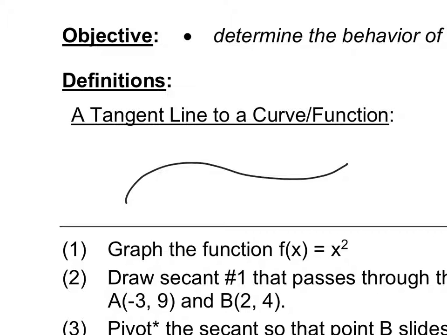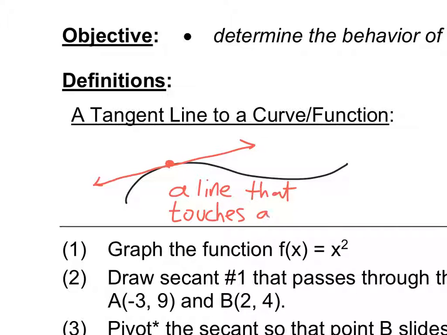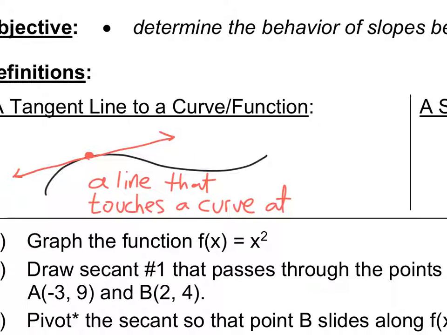Right, so a tangent line to a curve or function. Well, I'll draw a tangent line. Here's a point, and there's a tangent line. A line that touches a curve at only one point. A line that touches a curve at only one point.